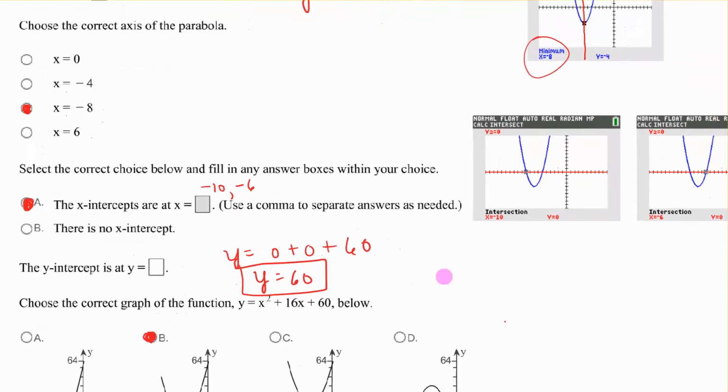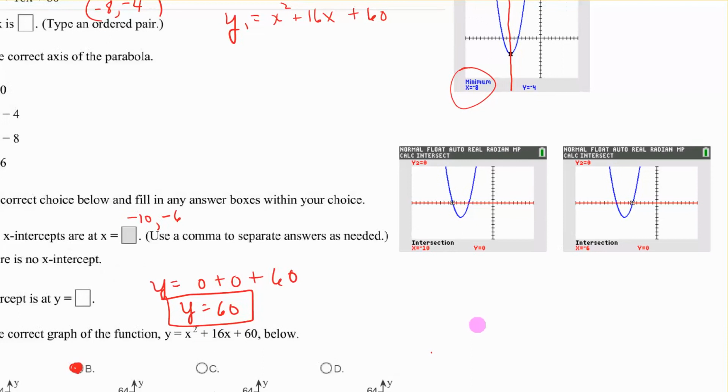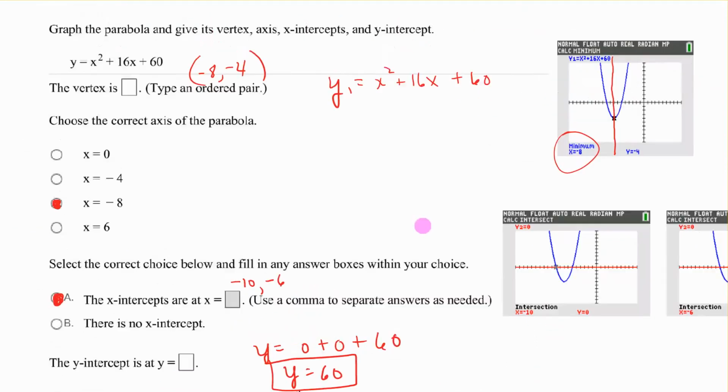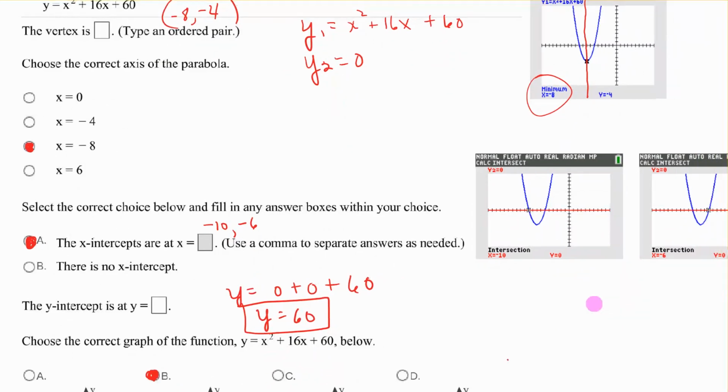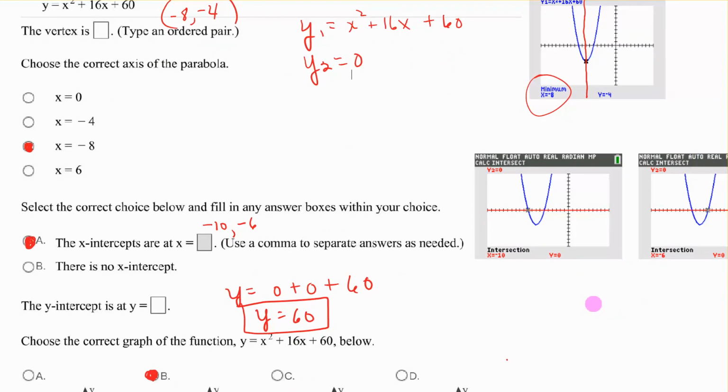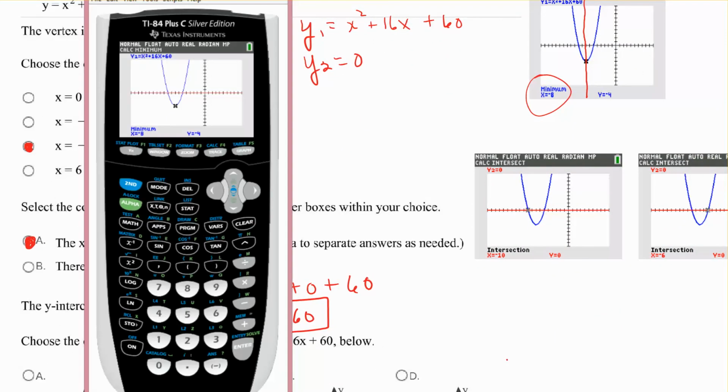All right, the x-intercepts. If you also go here and put in y2 equal to 0, you can do second calc. Let's pull that up and do that one as well. Second calc number, oh wait, I didn't put my y2 to be 0. Oh, I already had it. Good. Okay, we'll go back.